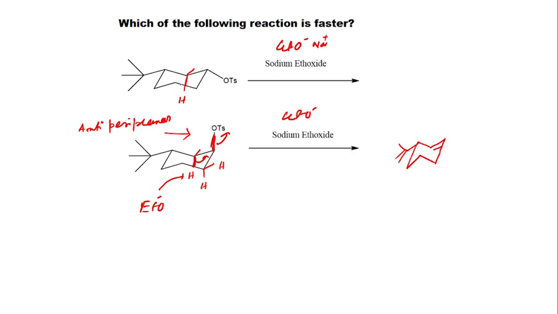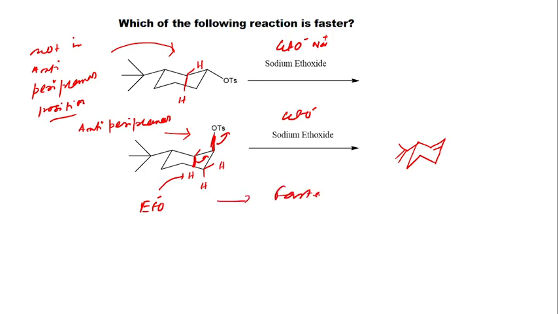But here, these are not in anti-periplanar positions. As a result, it is a very easy pathway for the reaction. So definitely this reaction will be faster, because it has the expected conformation for the E2 type of elimination. So this will be much faster.